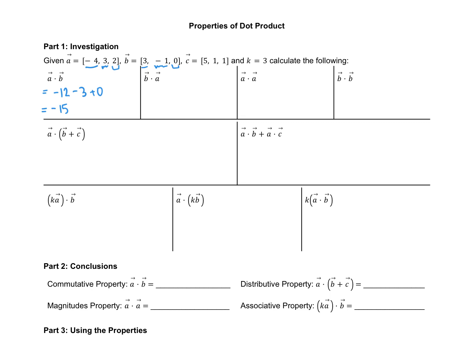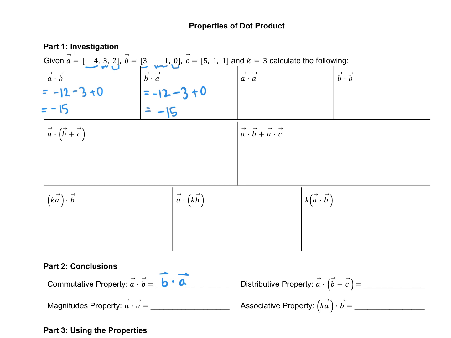Now, what about if we flipped around our dot product and we wanted to do vector B dot vector A? Well, I'm still doing the same multiplication. I'm still doing 3 times -4. That's still -12. Still doing -1 times 3. Still doing 0 times 2. And since the order of multiplication doesn't make a difference, our dot product ends up being the exact same thing. So that takes us to our first property. The commutative property states that the dot product of A dot B is the exact same as B dot A.